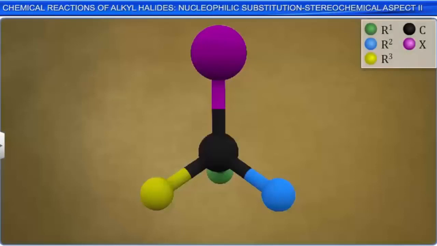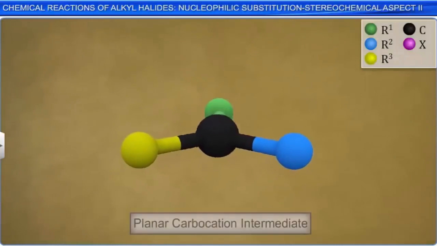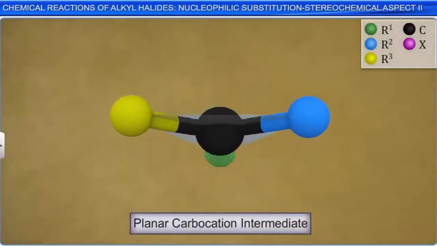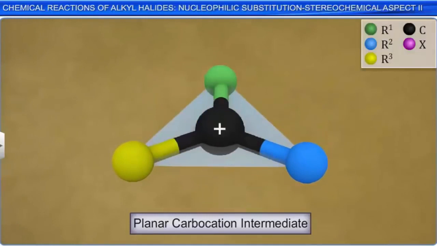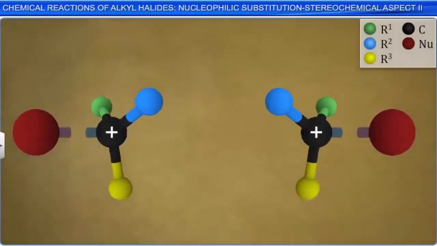This mechanism proceeds in two steps. In the first step, which is the slow step, the alkyl halide undergoes ionization and forms a stable carbocation intermediate. This intermediate is sp2 hybridized and has a planar geometry as shown here. In the second step, the attack of the nucleophile on the planar carbocation intermediate can take place from either face with equal ease.